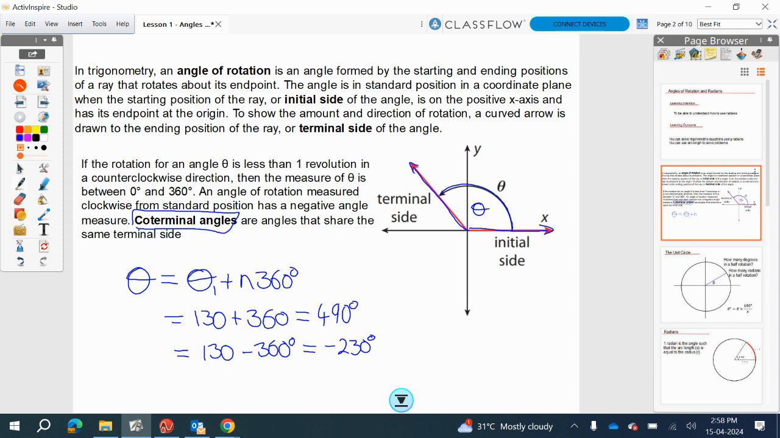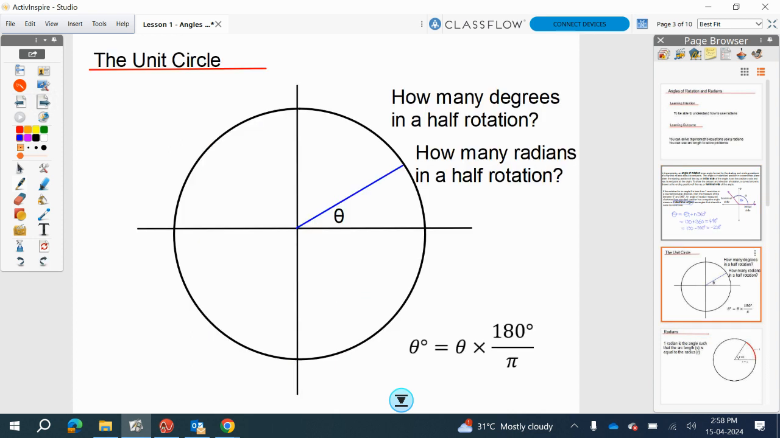Now, I just want to introduce some vocabulary there. A little review of the unit circle. We've seen the unit circle, looks a little bit like that. How many degrees are there in a half rotation? If the initial side is here, and we want the terminal side to be over here, giving us one half rotation, that's going to be 180 degrees. If we do that in radians, it's going to be pi radians.